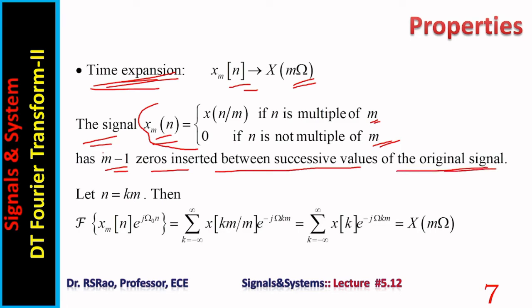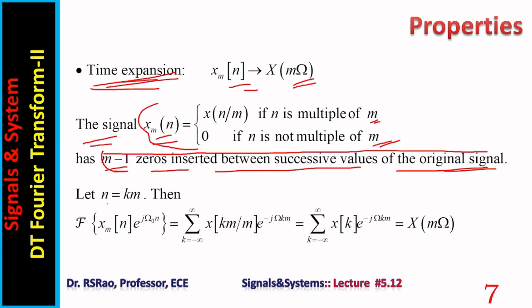So this last statement gives you a great deal of understanding regarding x m of n. If m minus 1 zeros are inserted, the signal gets expanded. That is x m of n. Now its transform becomes x of m omega.